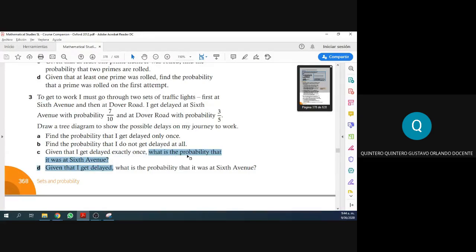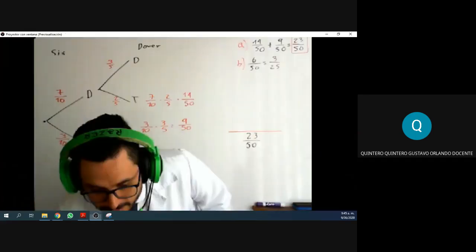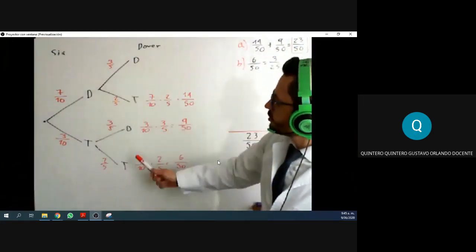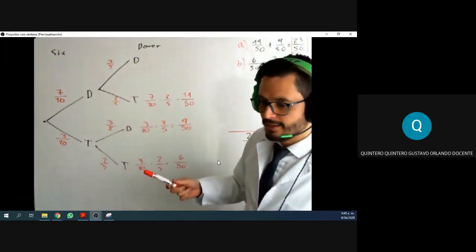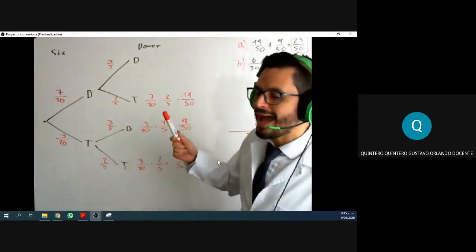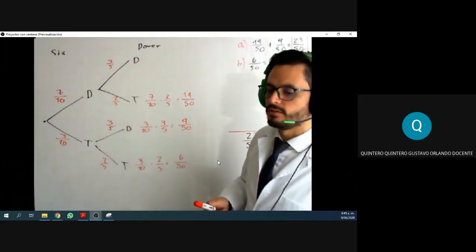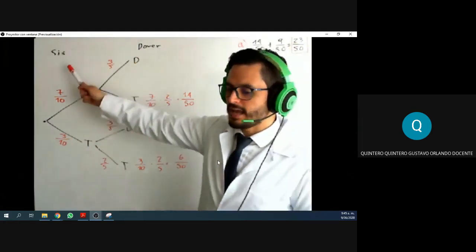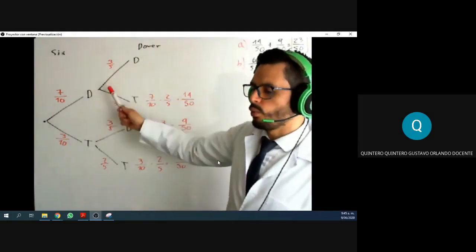What is the probability that it was at 6th Avenue? So I need to find the probability of getting delayed exactly once and it was at 6th Avenue. Let me show it to you on the board. Which of these rows shows me that I get delayed at exactly 6th Avenue? Here I get delayed, right? And this is 6th Avenue. So this row works.